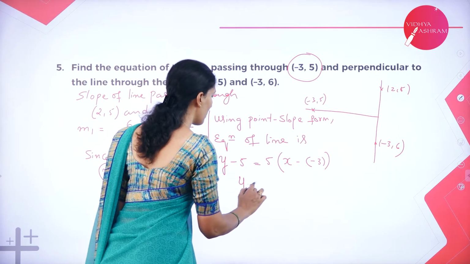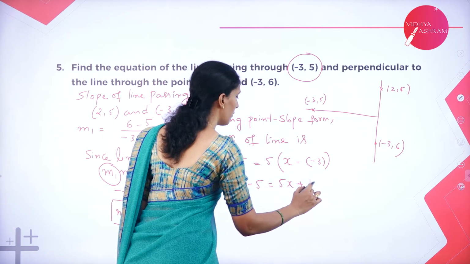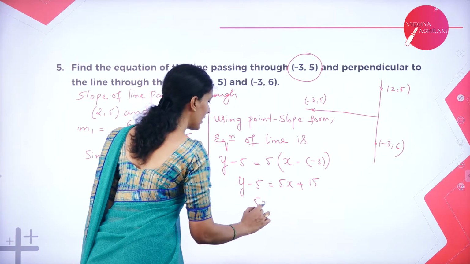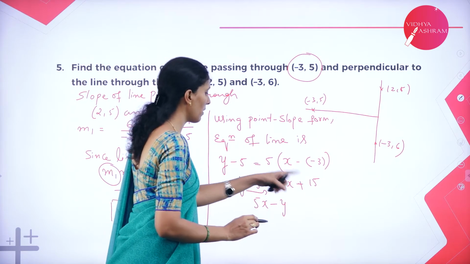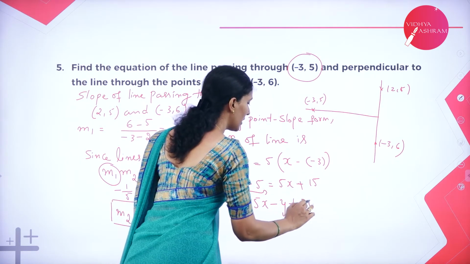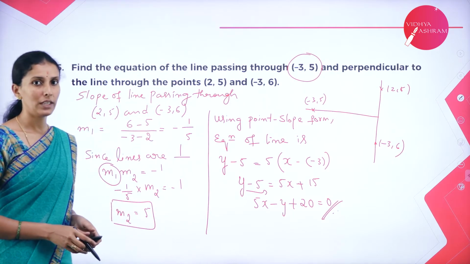So we'll get y minus 5 is equal to 5x plus 15, or 5x minus y. If you shift these two here, it becomes 5x minus y plus 20 is equal to 0. So this is the required equation of the given line.